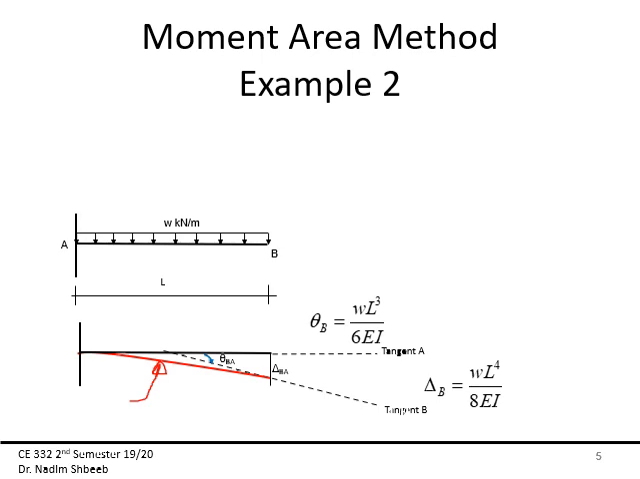Here you can say that theta B is a clockwise rotation, and delta B, which is equal to delta BA, is going to be WL to the 4 divided by 8EI. So always remember this. If you're doing a deflection, delta BA, if this way is positive, meaning B is above A, and if it is negative, then A is above B. So from this you will know whether you've chosen the right or wrong deflected curve.